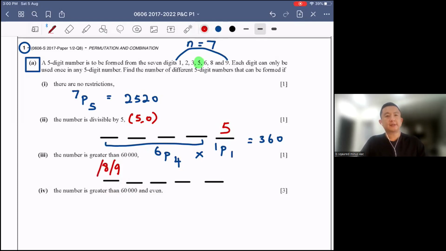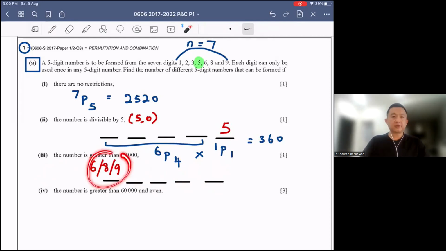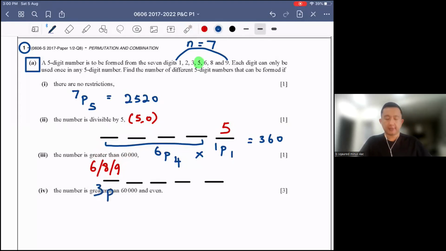Can I put 6? If I put a 6 here, would it be greater than 60,000? Definitely, right? No matter what digit you put after, as long as it's not 0, 0, 0, 0, and that couldn't be the case because you have no digit 0, it will always be greater than 60,000. So it's 6, 8, 9. So 1, 2, 3, 5 are not possible. It's either 6 or 8 or 9. So for the first slot, how many options do you have? You have 3 digits, 6, 8, 9, and you're going to pick just 1, 3P1, because there's only 1 slot.